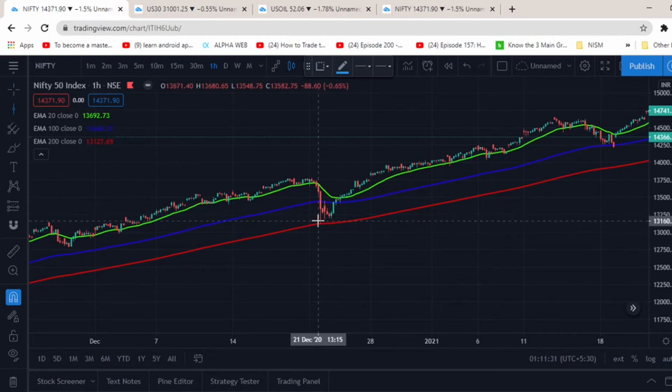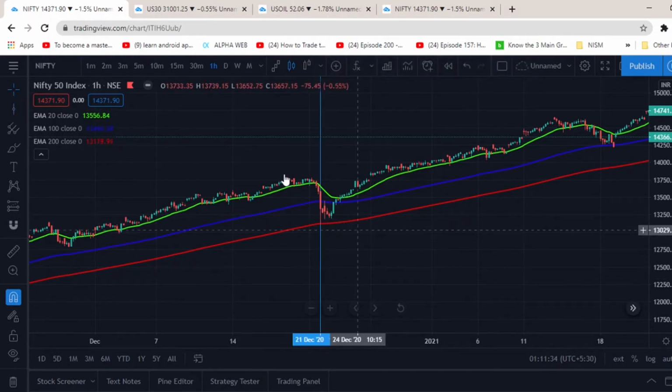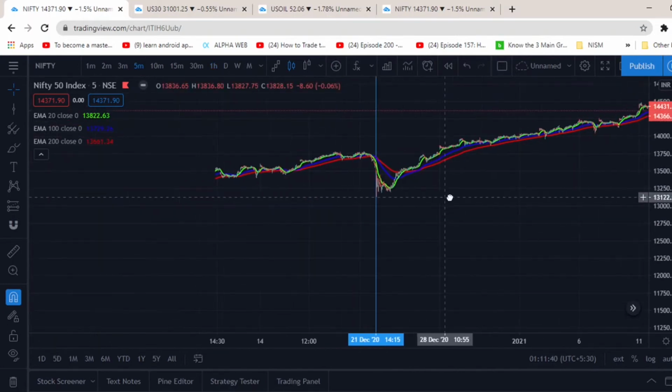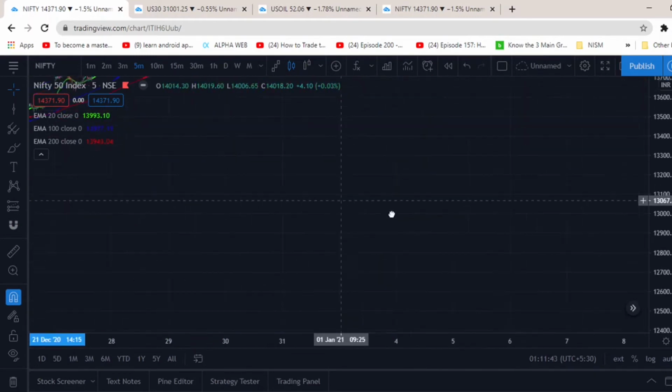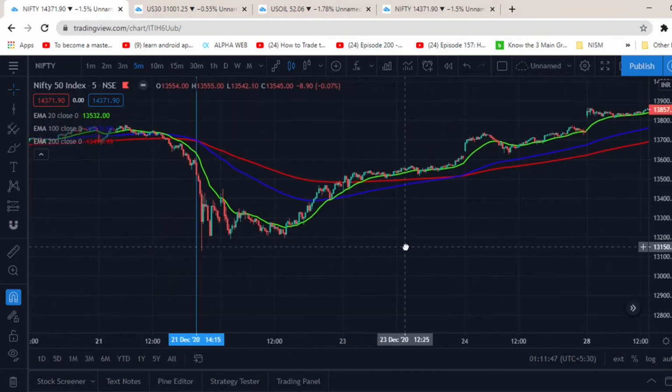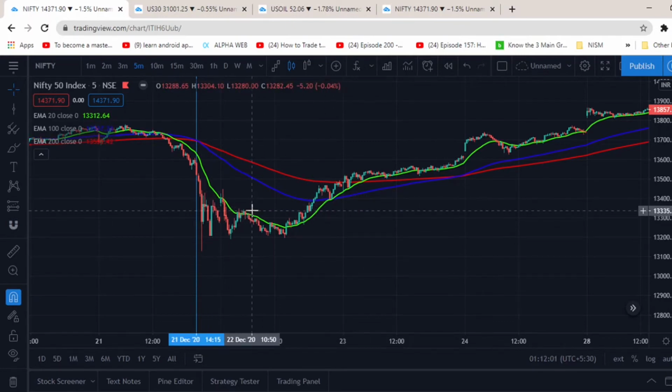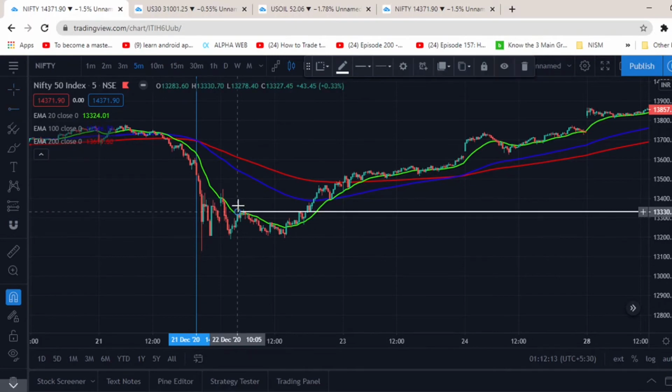I mark the candle where the support is taken, and I am moving to the 5-minute chart. Once the support is taken with this candle, we look for the swing. As I said, 20 EMA is the short term, so we look for the swing formation above the 20 EMA. Once the breakout comes, we enter the trade. What it means is, in the lower time frame, we are looking for a double bottom. So we just mark the swing high.